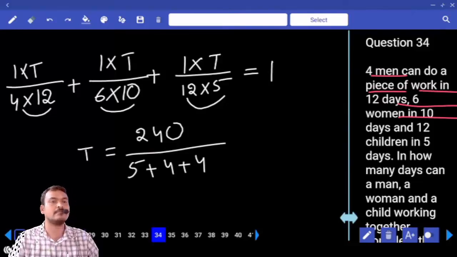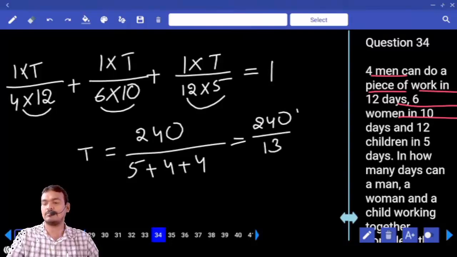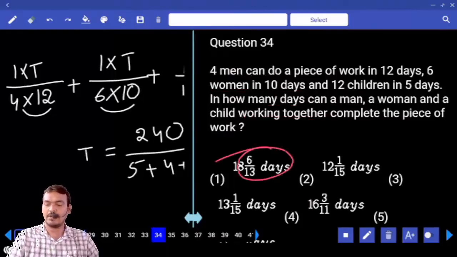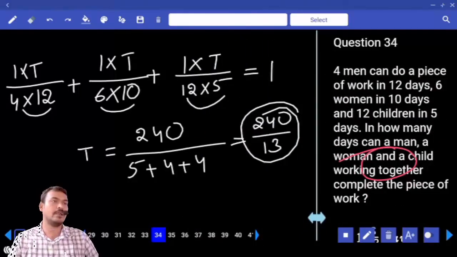240 by 13 or not? 240 by 13 means which option? First option. Denominator must be 13 or not? How many options? Only one or not?